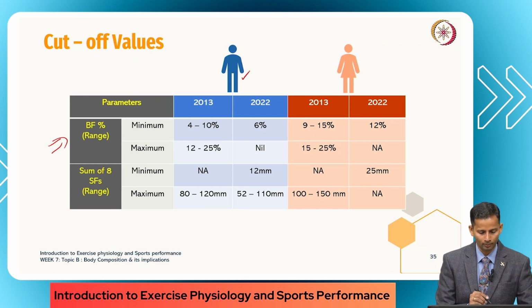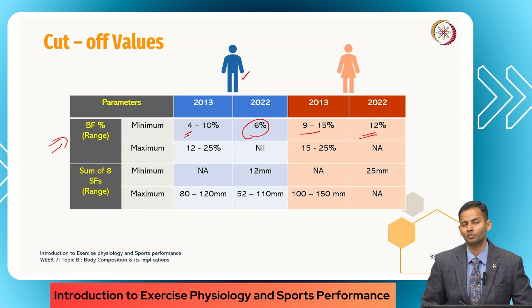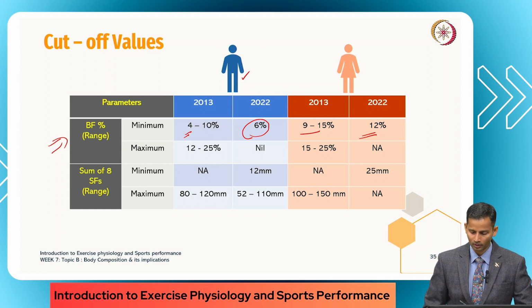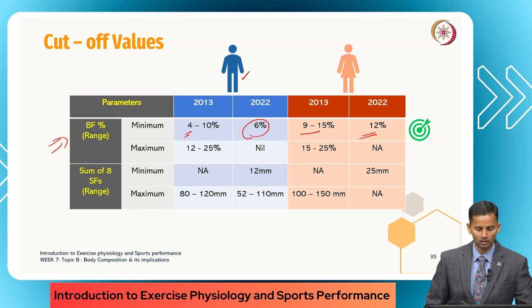Okay, so in males in 2013 the minimal value was 4 to 10%. This is a range, and now this minimal value has gone up to 6%. So there is an increase in the minimal value if you see here. And with respect to the females, it was 9 to 15%. Now the survey respondents have predominantly said it should be 12%. So that's an important aspect, that there's a change: the minimum level that is required for a particular sport has now increased for both males as well as females.